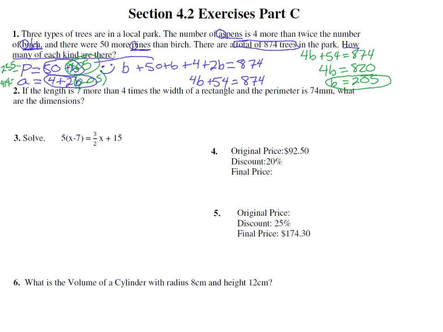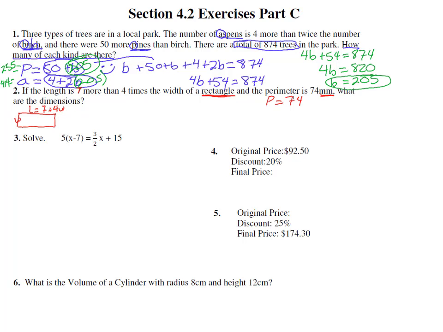Good. Next problem. If the length is 7 more than 4 times the width of a rectangle, that's where we are, and the perimeter is 74, so let's write that out. Perimeter is 74 millimeters, the unit that we're using. What are the dimensions? Well, let's draw a little rectangle and see what we have here. So we have the length and the width, and the length is 7 more than 4 times the width.